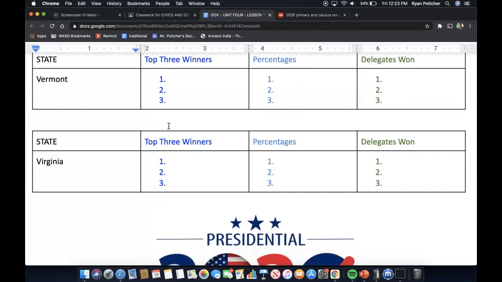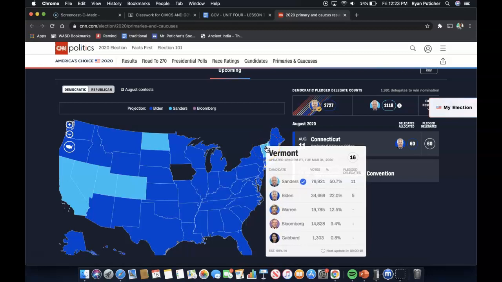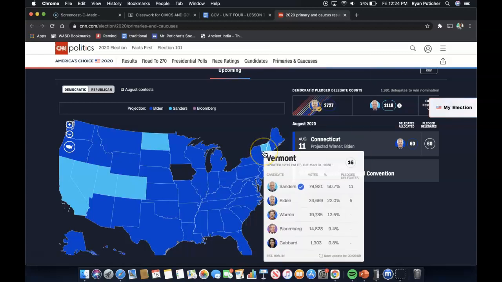Let's go over here to the great state of Vermont. Vermont is located up here, where Bernie Sanders would win the state of Vermont, which is his home state. Not surprising there. Bernie Sanders first place, followed by Joe Biden in second, followed by Elizabeth Warren in third. Bernie Sanders won 50.7% of the vote, Biden won 22% of the vote, Warren won 12.5% of the vote. In terms of pledged delegates, 11 went to Sanders, 5 went to Biden, and none went to Warren.